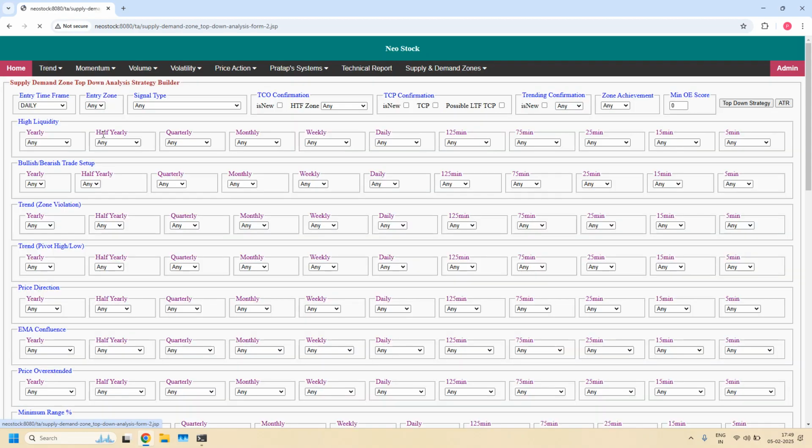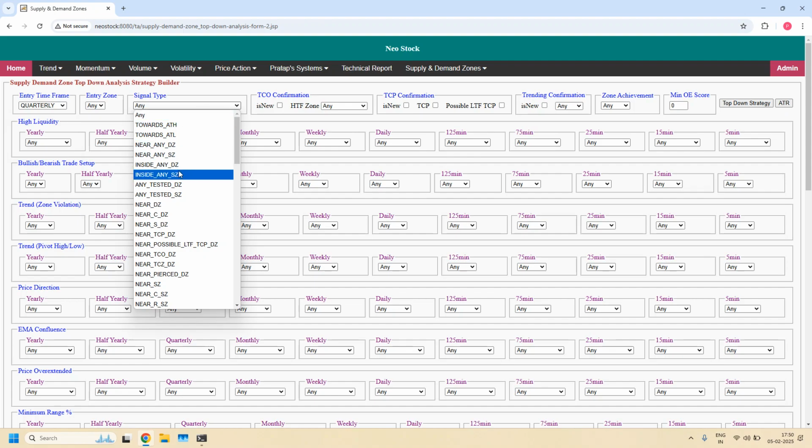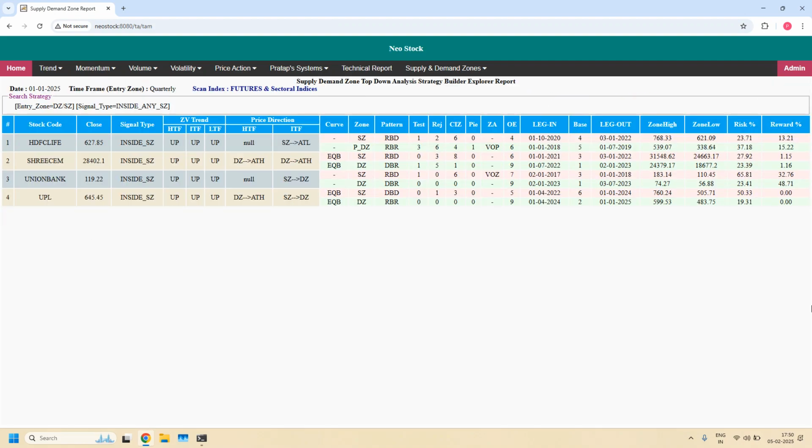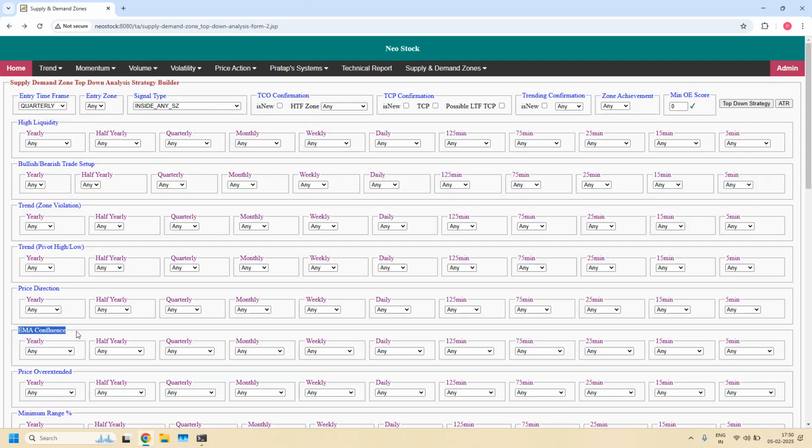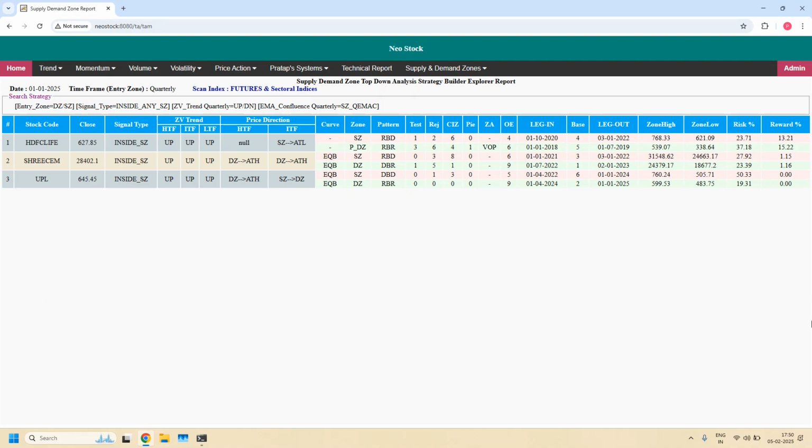Okay, next, quarterly time frame. Price closed inside the quarterly supply zone. We got 4 stocks. Let's verify how many of these supply zones are having EMA confluence. In the EMA confluence, quarterly time frame, quarterly supply zone having quarterly EMA confluence, and trend on the quarterly time frame is either up or down. With these filters, we got 3 stocks out of 4. These 3 quarterly supply zones are having quarterly EMA confluence.